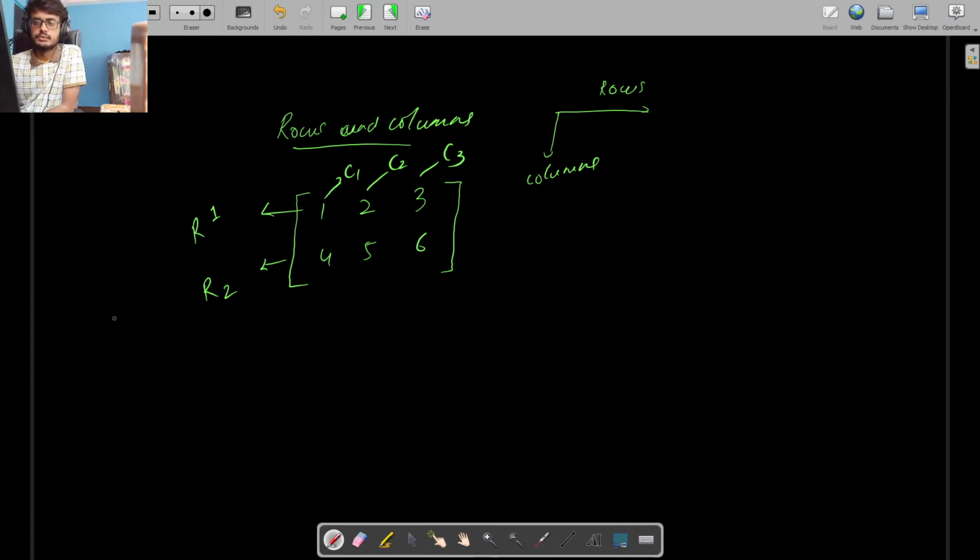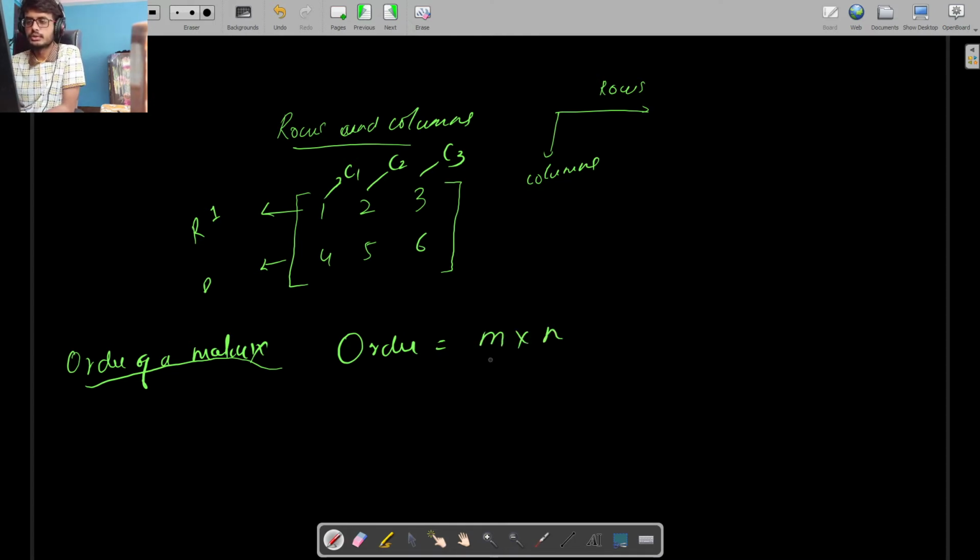If this is clear, we'll move on to another topic known as order of a matrix. This is also very simple. Order is basically the product of, but we don't find the value, the number of rows by the number of columns. M represents the number of rows, and N represents the number of columns.